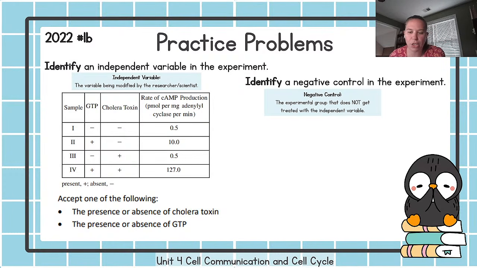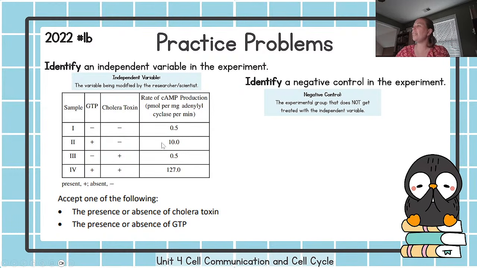Somebody says, does inclusion or exclusion of cholera toxin count, or does it need to be presence or absence? Inclusion, exclusion might talk about presence or absence, or adding it or not. I believe that probably would be acceptable on the exam. But since they gave us in the chart presence and absence, I would probably use the terms that they gave me, because if you use the same words they use, oftentimes it's a little bit more aligned.